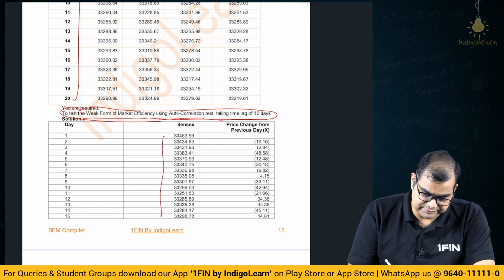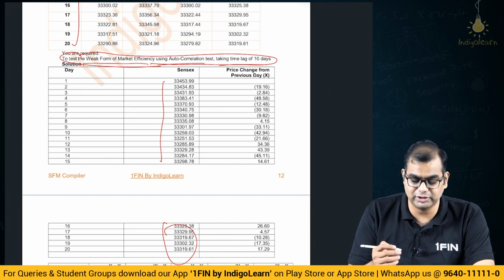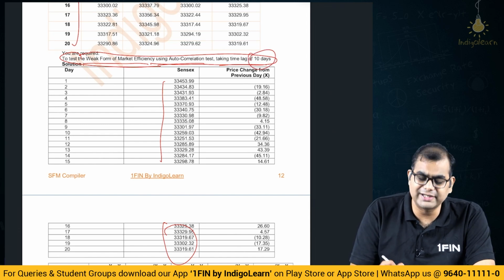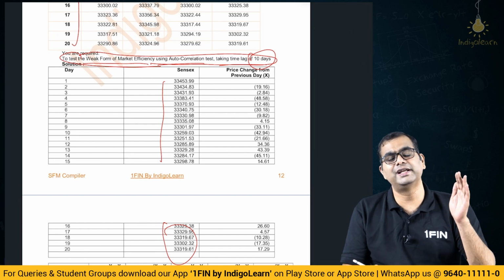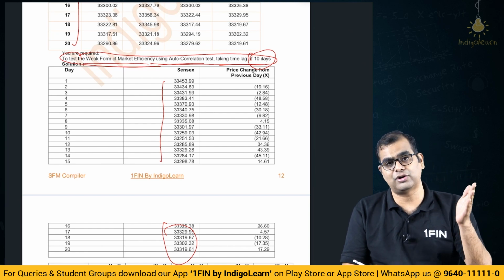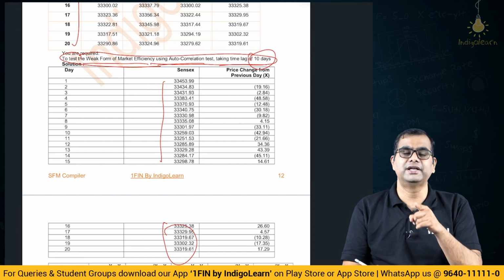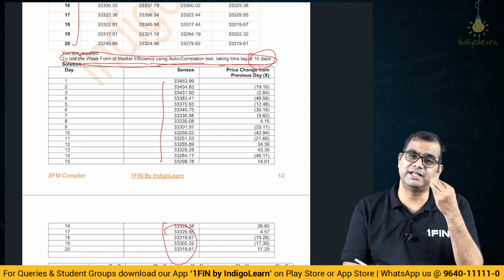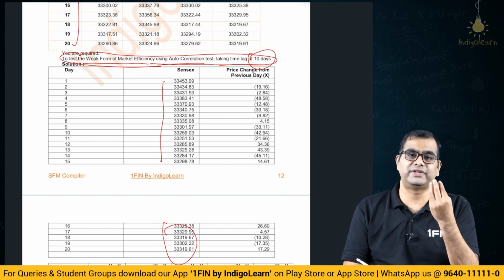So, you have the Sensex for 20 days. Now, what are we supposed to compute? Autocorrelation lag of 10 days, what does it mean? It basically means today's price is linked to the price 10 days ago, yes or no. If it is linked, if they are correlated, it means that it is not weak form, it is an inefficient market. If they are not correlated and are independent, then it is at least a weakly efficient market.